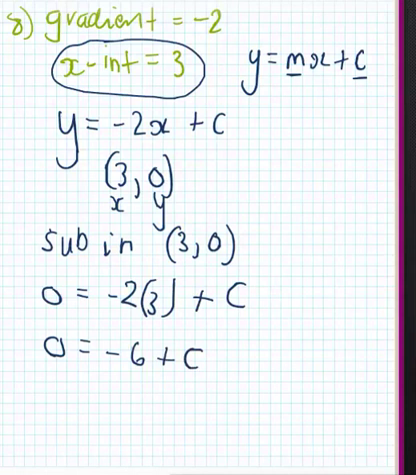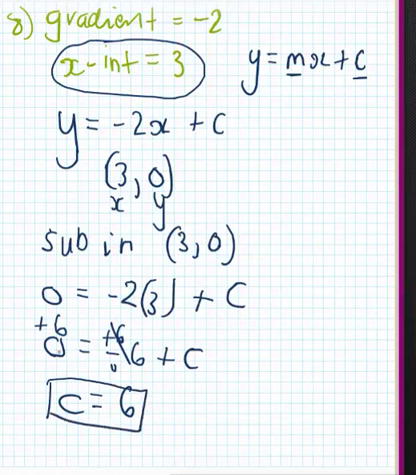Okay, I've got to get c on its own, so the opposite of my negative 6 is to add 6. That will give me 0, but of course I have to now add 6 on this side. So c equals positive 6. And I'm done. I have found c, which is my part here in my equation, and which is my y-intercept.